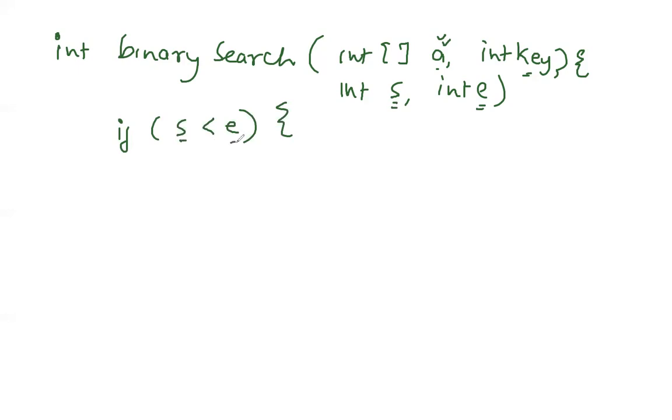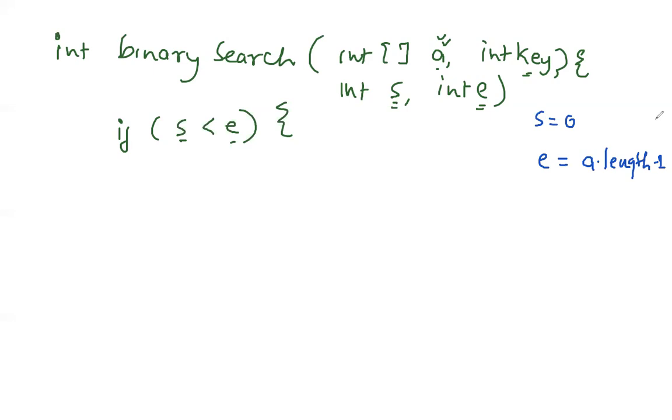If S is less than E, and this is where you have to pay attention, right? What is S and what is E? So S is always 0 and E is A dot length minus 1. Because why A dot length minus 1, right? A lot of people say, why not A dot length?